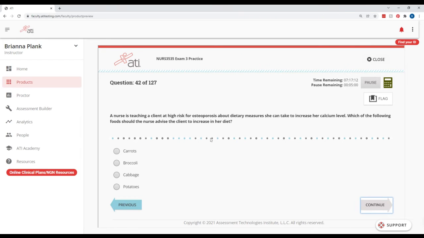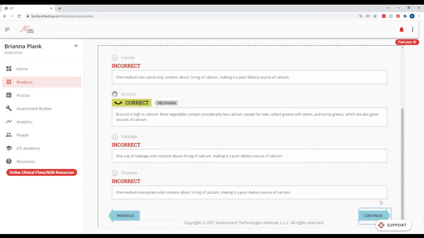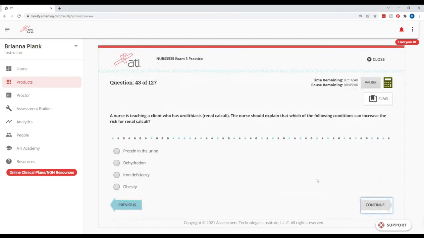Okay, we have a patient high risk for osteoporosis. How are we going to increase calcium level with dietary measures? So, in other words, which of these foods is high in calcium? B, I agree. Broccoli is high in calcium. So greens are going to be good sources of calcium. Dark green vegetables.